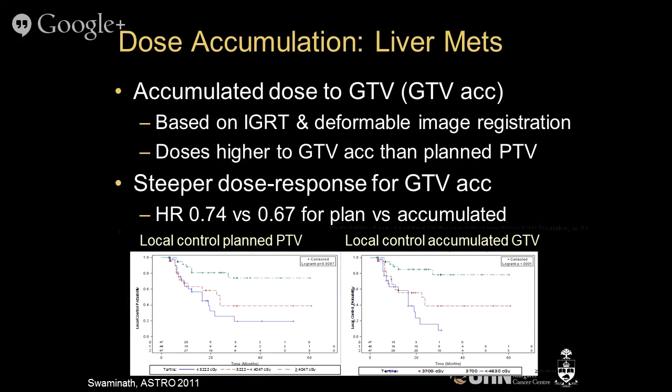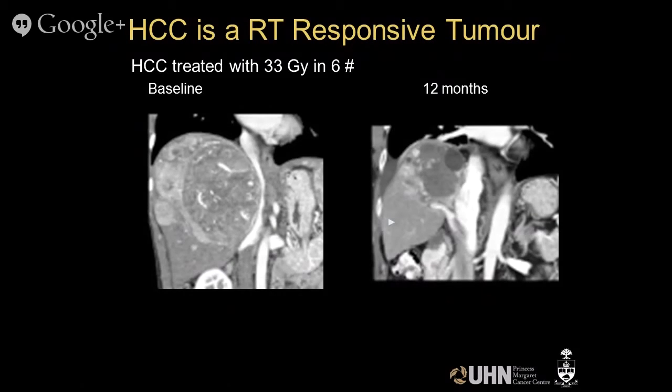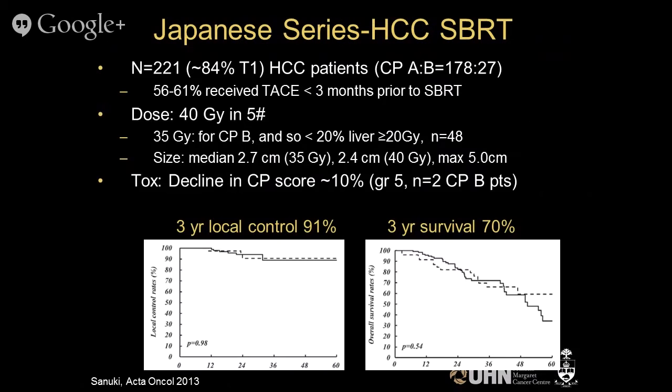So very interesting. Hepatocellular carcinoma is a responsive tumor, and this just shows a quite large tumor treated with modest dose of radiation, 33 gray in 6 fractions, with a sustained response, probably not ablated, but by controlling this tumor for some time, we hopefully can impact and improve survival for that patient.